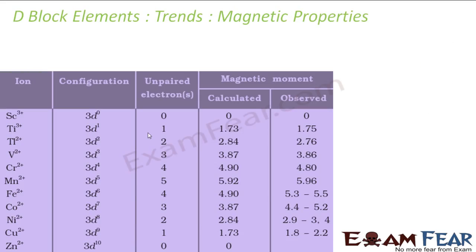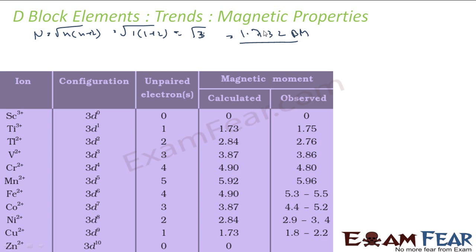Now we'll see some of the magnetic properties. If you see a single unpaired electron, mu is equal to root of n into n plus 2. You'll put the values here: 1 into 1 plus 2, that is root of 3. That is 1.732 Bohr magneton. So a single unpaired electron produces a magnetic moment of 1.73 Bohr magneton.